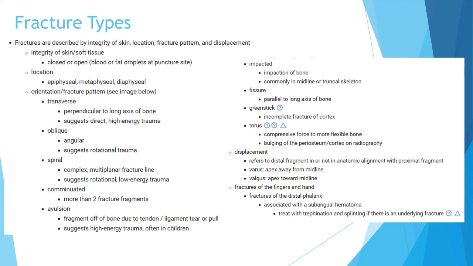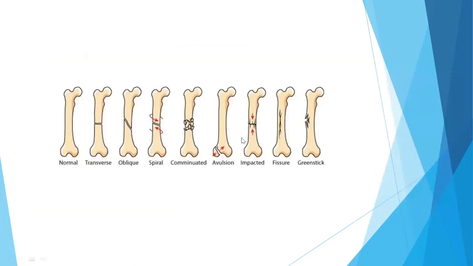For fractures of the fingers and hand, a fracture of the distal phalanx is associated with subungual hematoma, and we treat that with trephination and splinting if there is any underlying fracture. As you can see, these are the different fracture types: transverse, oblique, spiral, comminuted, avulsion fractures, impacted fractures, fissure fractures, and this is the greenstick fracture.